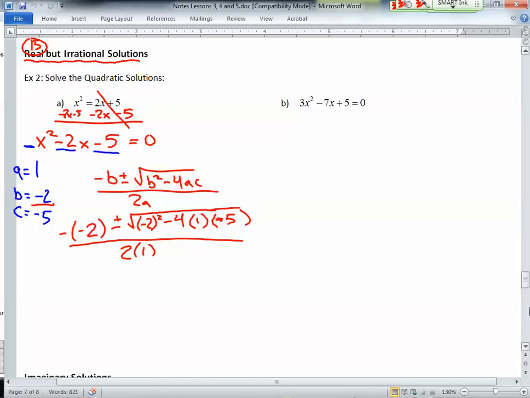So now I'm going to come through and simplify. You guys have any questions at this point? I'm just going to simplify as much as I can. A negative 2 becomes a positive 2, plus or minus the square root of negative 2 squared, which becomes a positive 4. And that's key. Minus 4 times 1 is 4, times negative 5 would be a negative 20. So I end up with minus a negative 20 right there, all of that divided by 2. Then I have 2 plus or minus the square root of 24 over 2.